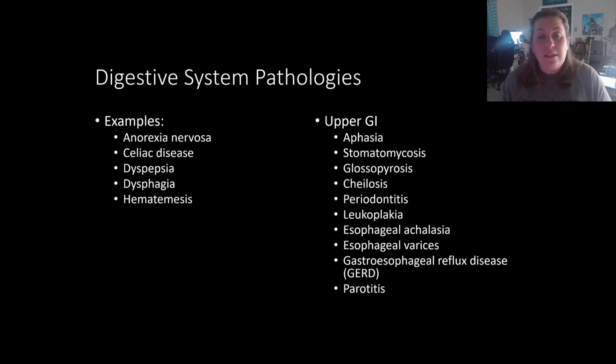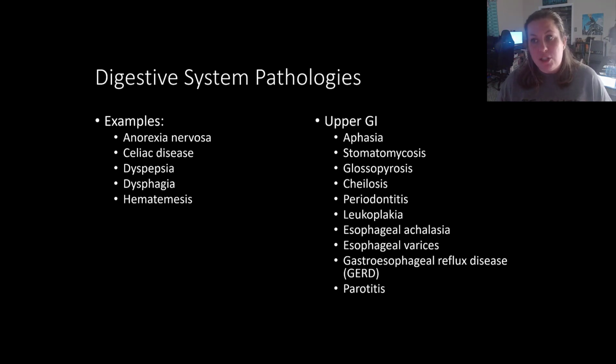We also have celiac disease. This is an inability of the individual to digest gluten, right? And so they're not able to digest gluten properly, and it causes a lot of discomfort and issues in their digestive system. We have dyspepsia, which is difficulty with digestion, and so it can be painful in that process. Dysphagia is difficulty swallowing. You have hematemesis, which is going to be vomiting of blood. All right, so hemat is the blood, emesis is vomiting. So this indicates a lot of times that there's some sort of bleed in the GI tract, specifically in the upper GI, the stomach, maybe due to an ulcer or damage to the esophagus. So these are just some of those examples.